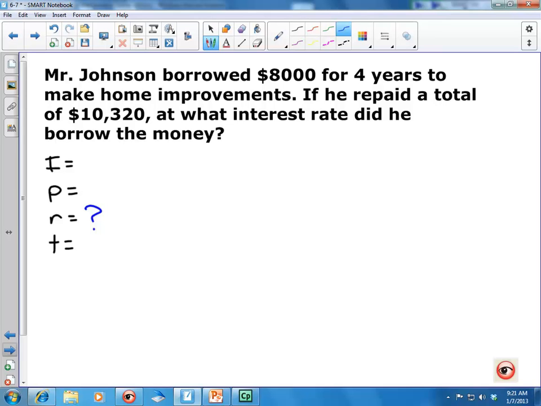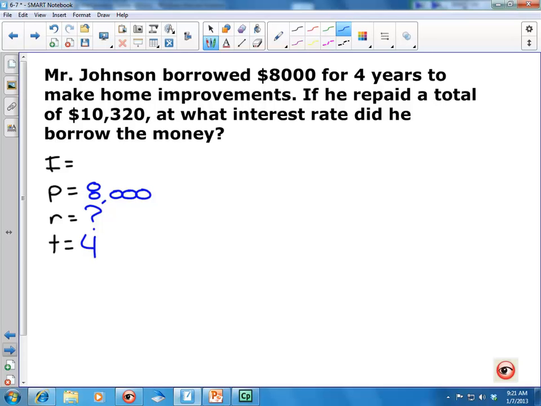Okay, which it says he borrowed $8,000. What is that? Yeah, that's the P. That's the principal. That's how much he borrowed. Okay, and what's our time? Yeah, 4 years. Our time is going to be 4.